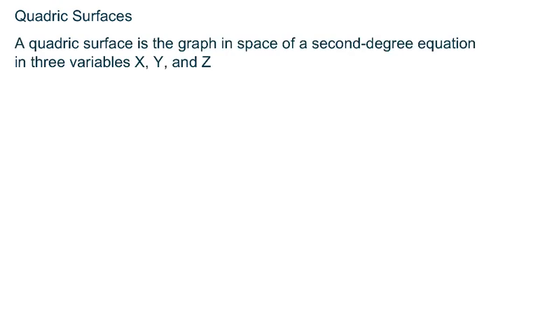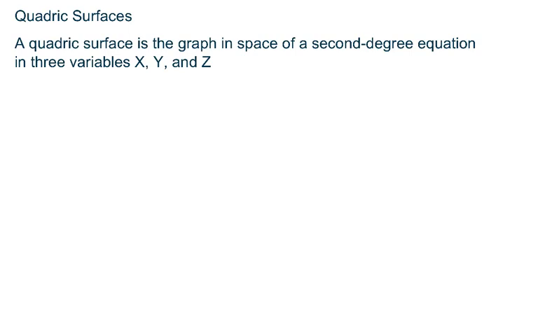Now that we've talked about cylinders, we're going to talk about some more interesting, more fun to deal with shapes, specifically quadric surfaces. A quadric surface is the graph in space of a second degree equation in three variables, x, y, and z. So second degree, all of the terms are maximum squared.